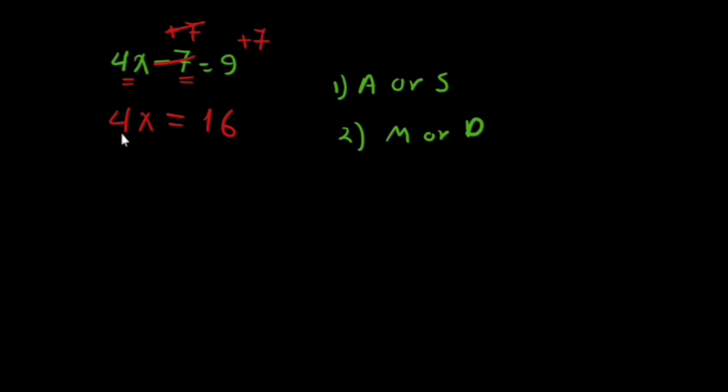And then the second step, to divide by 4, because x is connected with 4 by multiplication, so we will divide by 4. 4 with the 4, the left is x, equals 16 divided by 4 equals 4, and that's it.